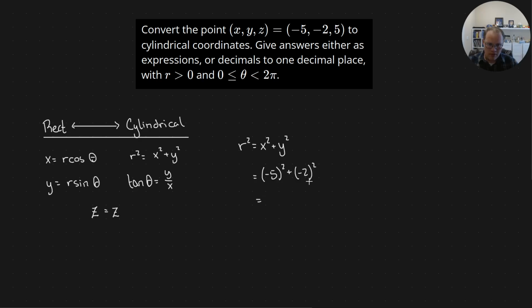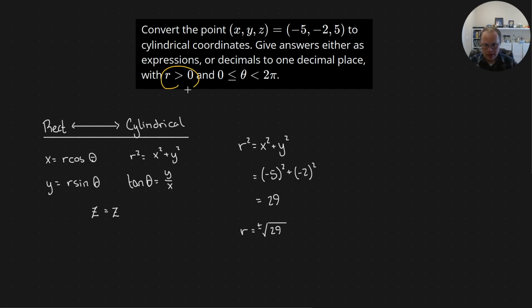So that's going to be 25 plus 4, that's 29. Okay, now remember that's not r, that's r squared. So when we find r, we generally take the square root. And we want to consider all possibilities. So generally we'd use a plus minus, okay? Because both the positive root 29 and negative root 29 square to give me 29.